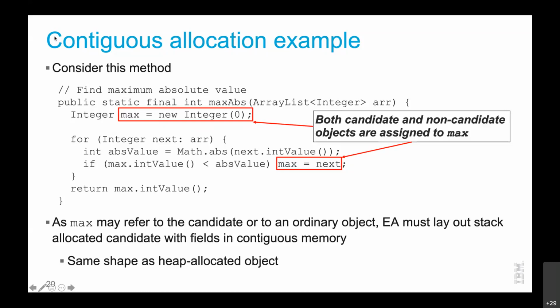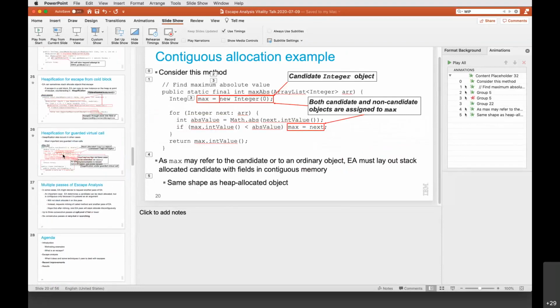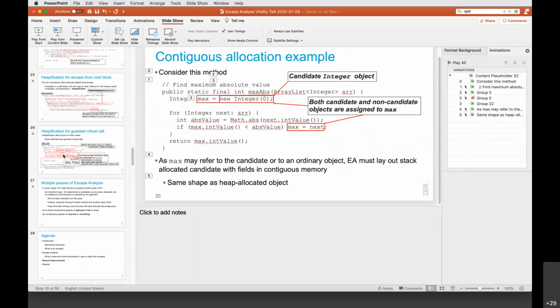Okay, thanks. Another question about the heapification example. So in the cold path, we seem to call the constructor to heapify the object. How do we ensure that the constructor doesn't have any side effects? Because I presume we also have to call the constructor for the stack allocated object as well.